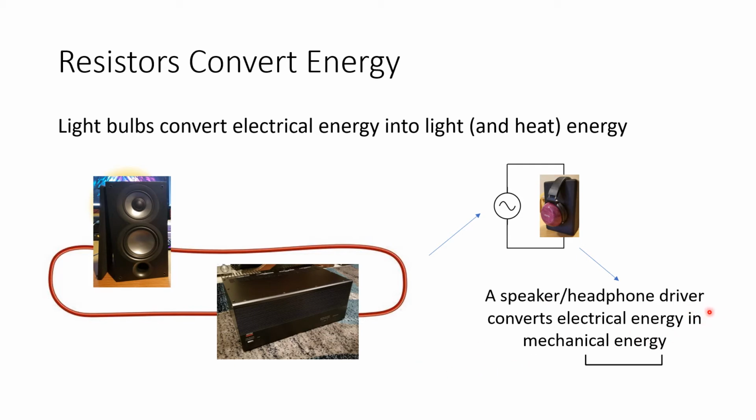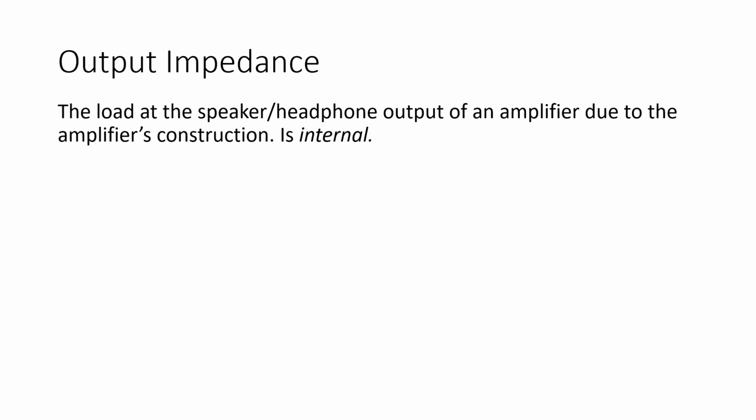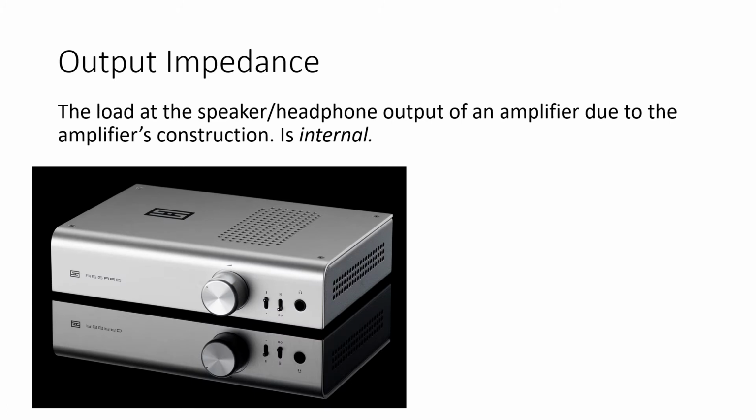So into mechanical energy. Okay, now I think we're ready to talk about output impedance, because the output impedance is defined as the load at the speaker or headphone output of an amplifier due to the amplifier's construction. And it's an internal thing. It's an internal load. So however the amplifier is constructed, there is a non-zero impedance that occurs at the output. Okay, so here is a picture of a Schiit Asgard 3.